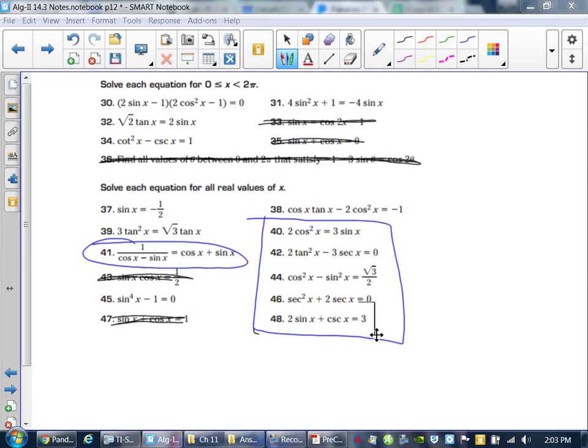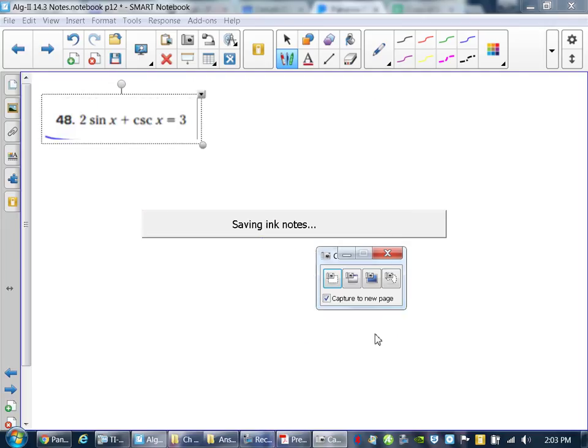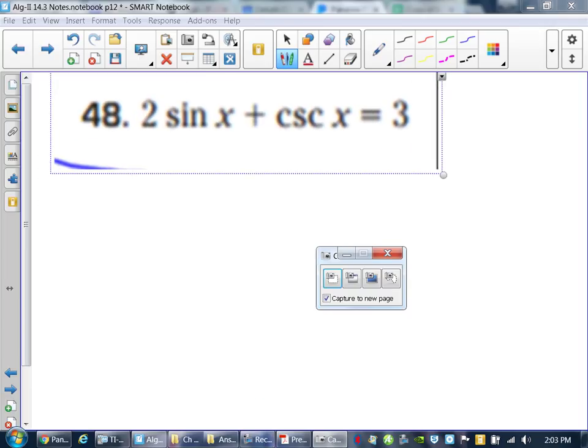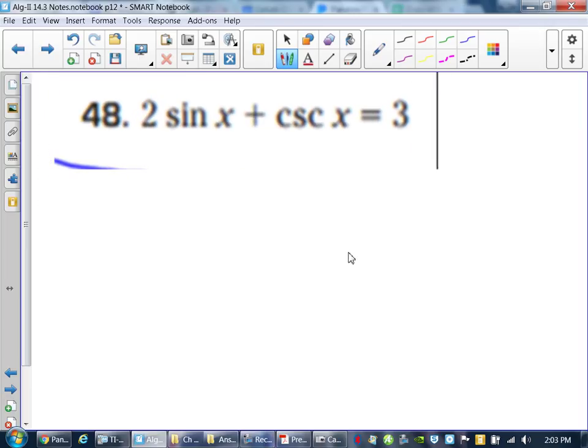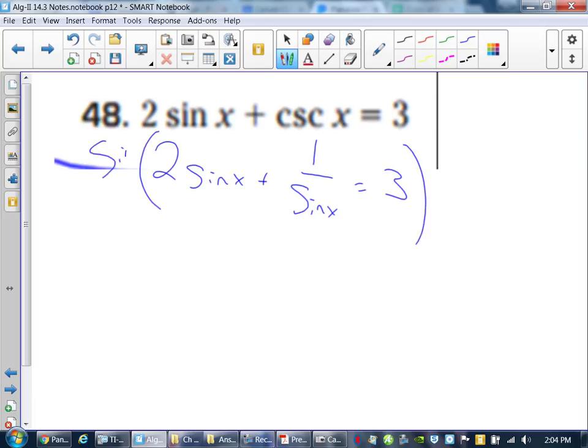There's a nice subtle trick on number 48. Very, very subtle. It is. When you rewrite this, you have 2 sine x plus 1 over sine x equals 3. How do you get rid of the fraction? Multiply everything by sine. If you multiply both sides by sine, you get 2 sine squared plus 1 after it.